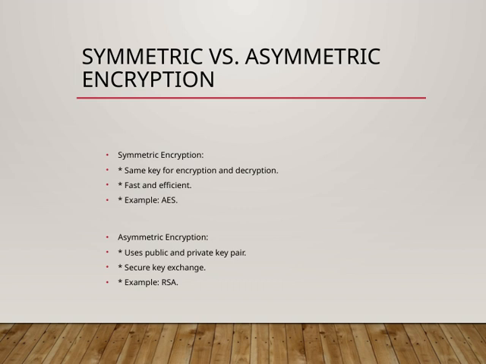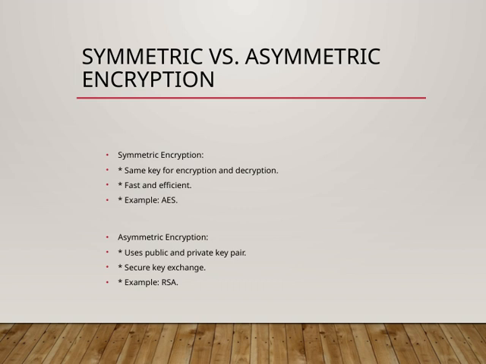On the other hand, asymmetric encryption involves a pair of keys, a public key and a private key. The public key can be shared openly, allowing anyone to encrypt data for the owner, but only the private key can decrypt it. This approach solves the problem of secure key exchange, which is a challenge in symmetric encryption. RSA is a well-known example of asymmetric encryption, often used for secure communications and digital signatures.